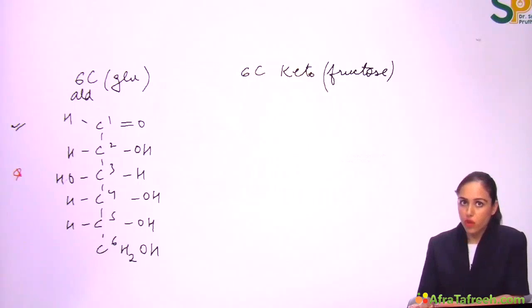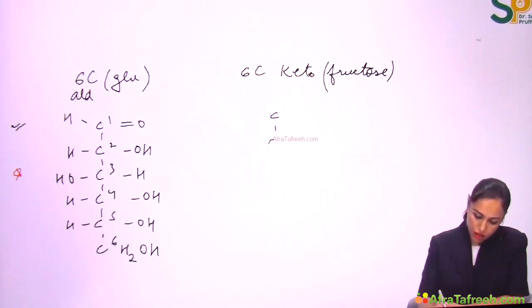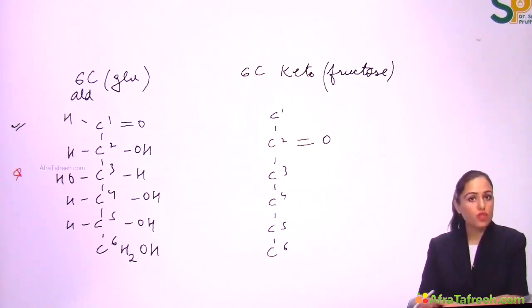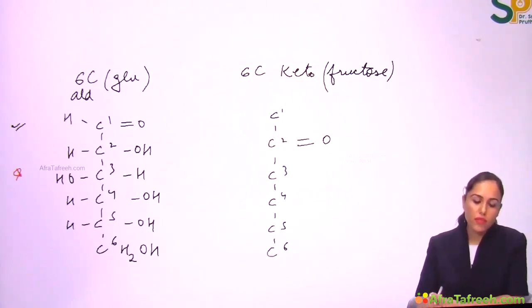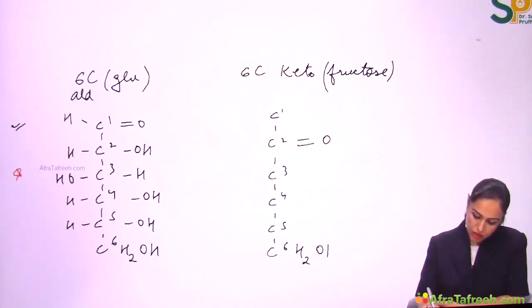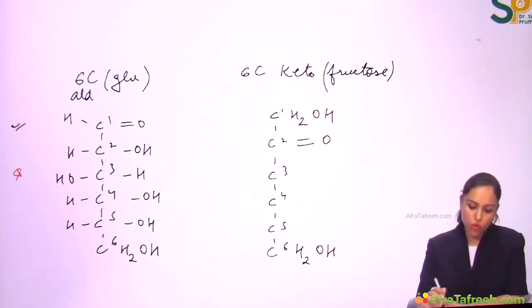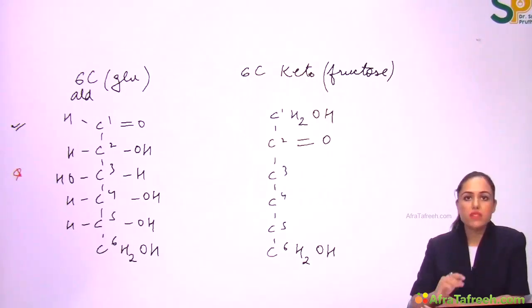Now let's make the structure of fructose also. Again, first is the carbon skeleton from 1 to 6. Then first we will make the functional carbon. Now it is at C2. Then the terminal carbon C6, CH2OH. C1 is also CH2OH. And now C3, 4 and 5 are the same as glucose.